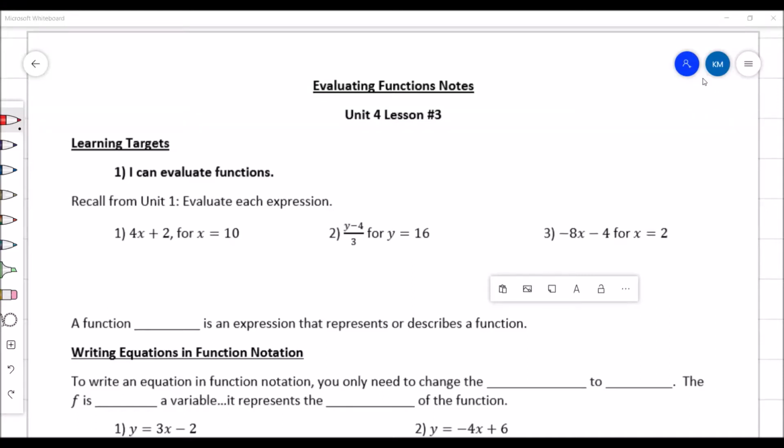Today we're looking at evaluating functions notes. At the end of this video, you should be able to evaluate functions. Okay, recall from Unit 1, evaluate each function. So remember, evaluate just meant to substitute and simplify.